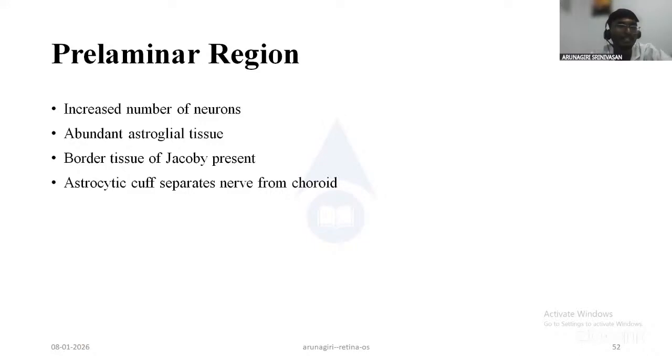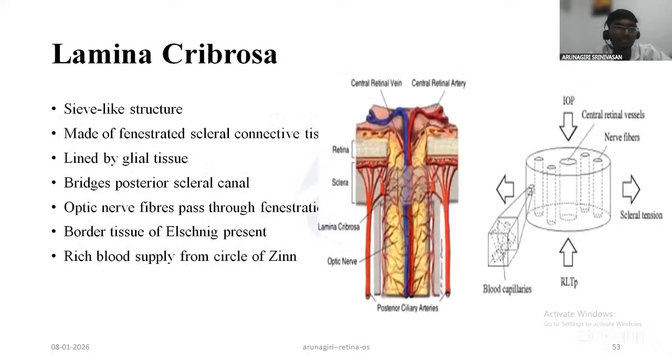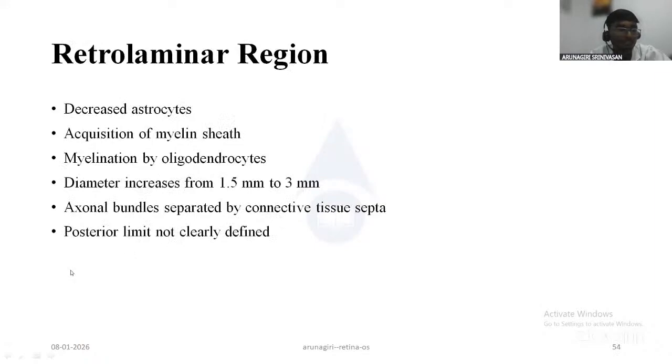Prelaminar region: increased number of neurons, abundant astroglial tissue, and border tissue of Jacoby present. The astrocytic cuff separates the nerve from the choroid. Lamina cribrosa: it is a sieve-like structure made of fenestrated scleral connective tissue, lined by glial tissue. It bridges the posterior scleral canal. Optic nerve fibers pass through the fenestrations. This picture is disturbing.